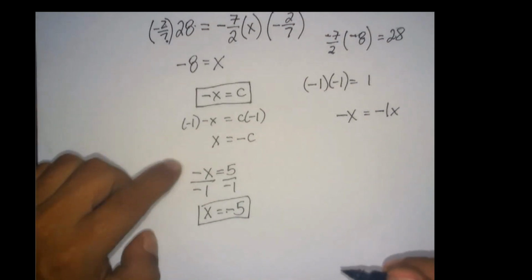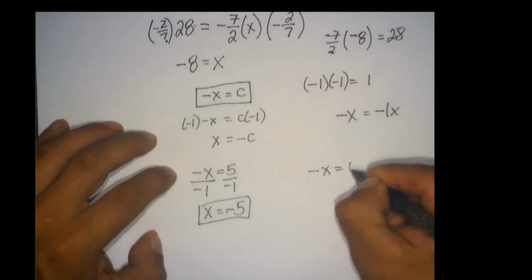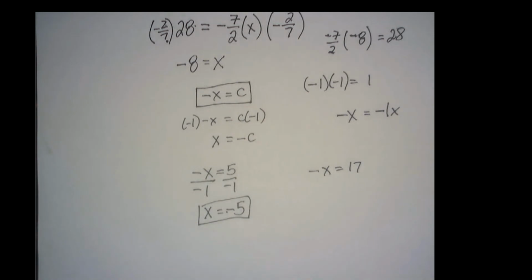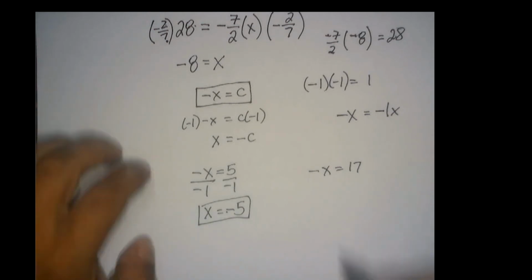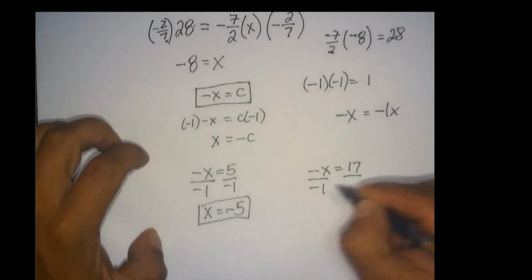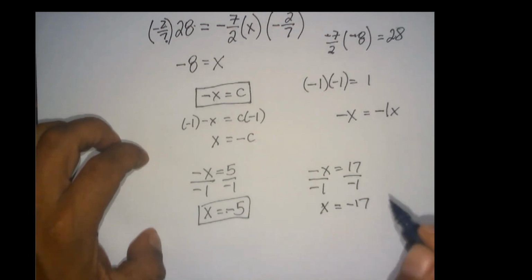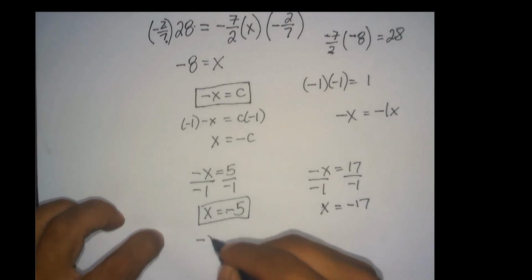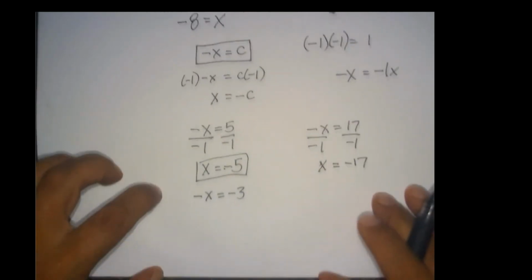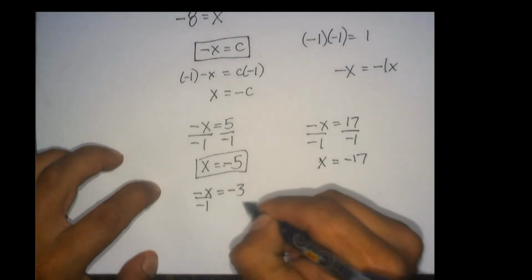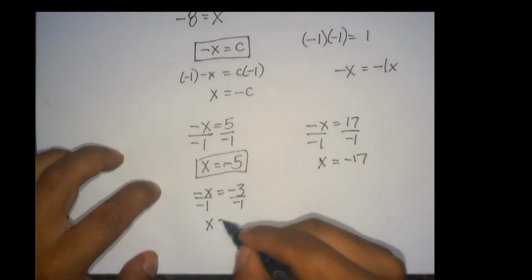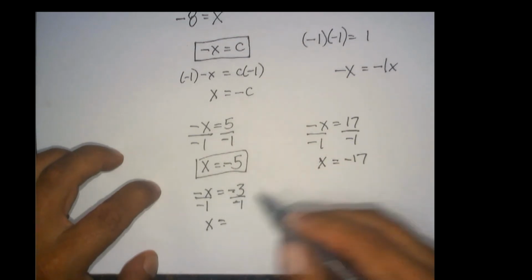Here's yours. Negative x equals 17. So divide by negative 1 on each side. So you literally just get x equals negative 17. Very good. My turn. Negative x equals negative 3. I'll do the same thing and divide both sides by negative 1. x is equal to, this is a negative divided by a negative, so it's positive. x equals 3.